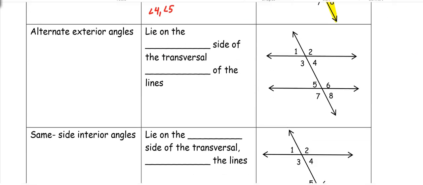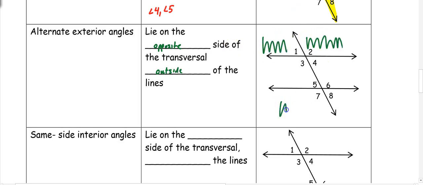Another type of angle then is the alternate exterior. Alternate exterior angles lay on the opposite side of the transversal again. This time though, they are outside the lines. So our outside is above and below in this case. And we have our transversal intersecting both of those lines. So examples of alternate exterior angles would be angle 1 and angle 8, or angle 2 and angle 7.